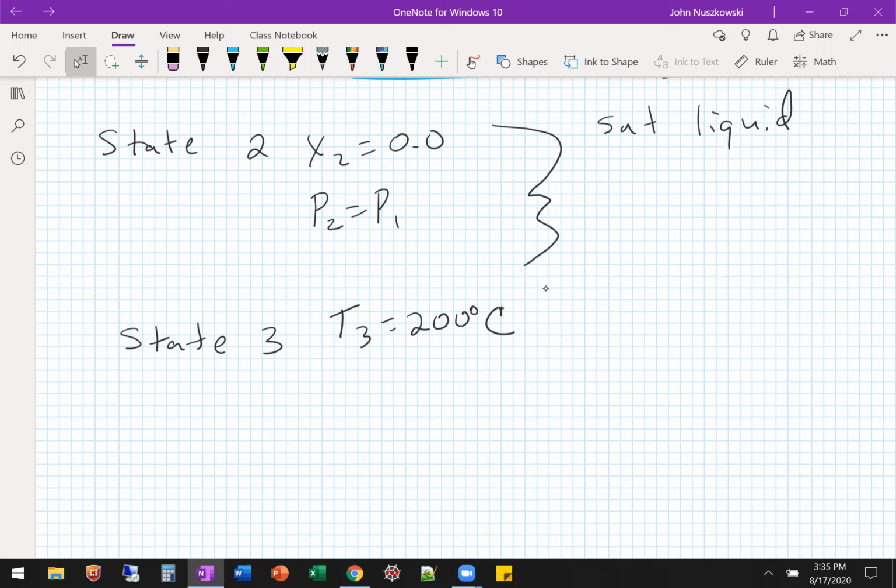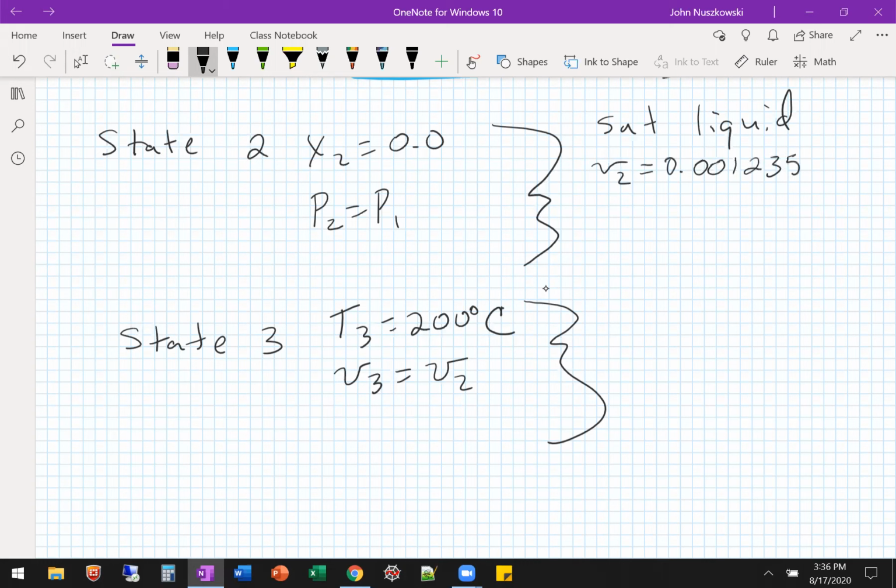So what do we think is being maintained constant from 2 to 3? Volume. Volume, okay? So now volume in this case is constant. So mass is constant, so that means specific volume is also constant. So the specific volume at state 3 is the same as at state 2, right? So we would need to get the specific volume at state 2 then. And again, we have two independent intensive properties, so we can just look this up in our tables. The value is 0.001235. All right, so now we have temperature, and now we have that same specific volume for state 3.